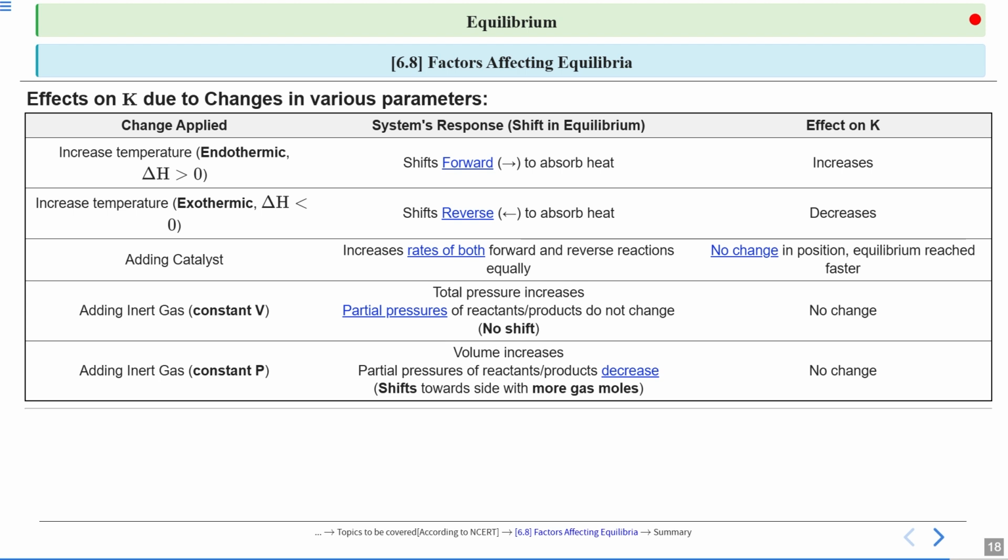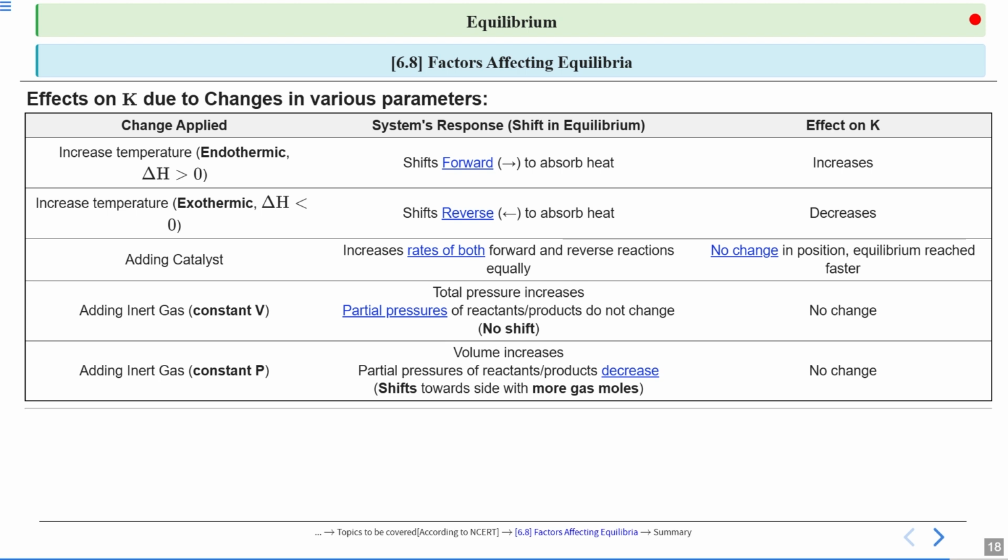It only helps us to reach that equilibrium state faster by increasing the rate of both forward and backward direction, right? Moving on to the fourth part, which is addition of inert gas, I would say. So in the fourth thing, the inert gas, if it is added at constant volume, then the partial pressure of the reactants or products is not changing, and therefore there will be no shift in the reaction. And of course, the equilibrium constant will also not change.